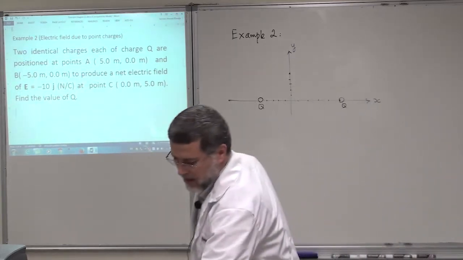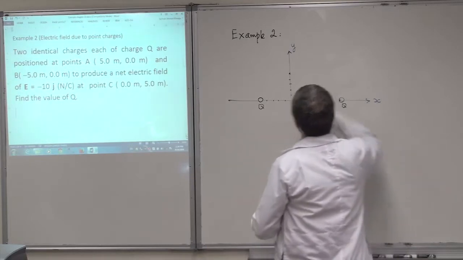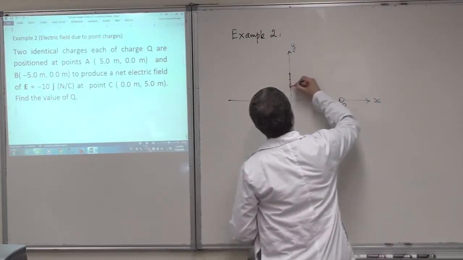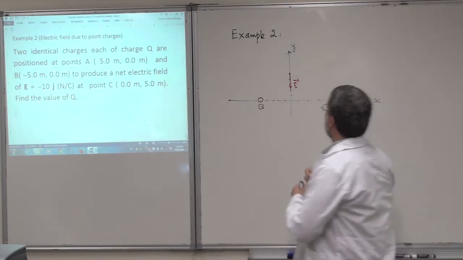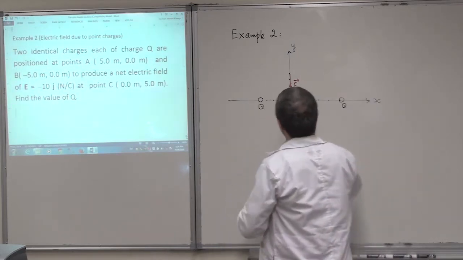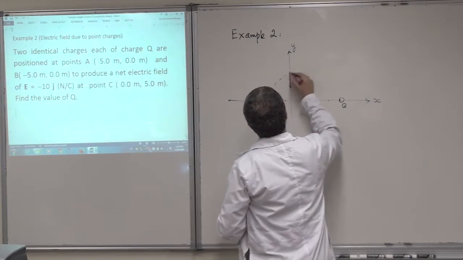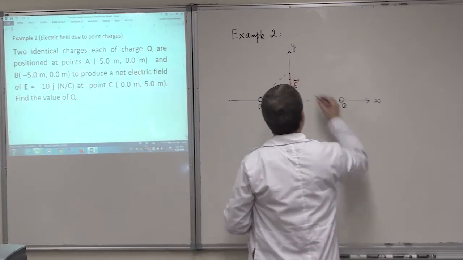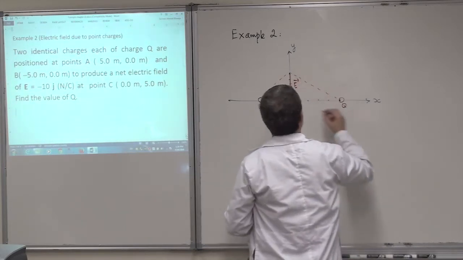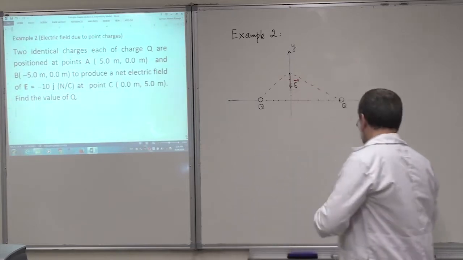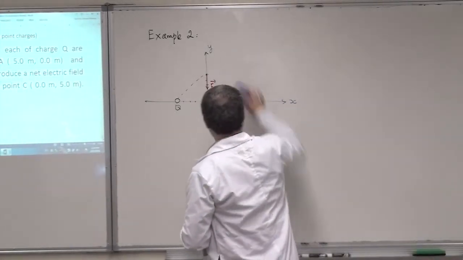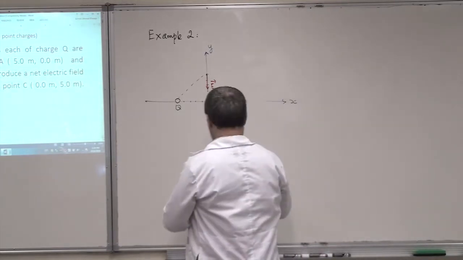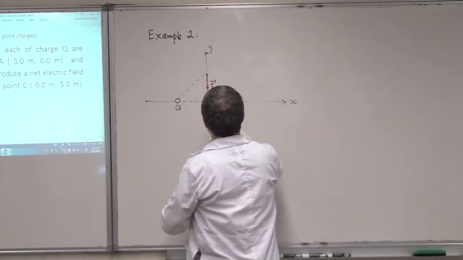So let me draw that electric field there. Of course, you should know that there are two electric fields at this point, and these two electric fields are due to the charges. The figure is not drawn correctly, so let me draw it correctly here.